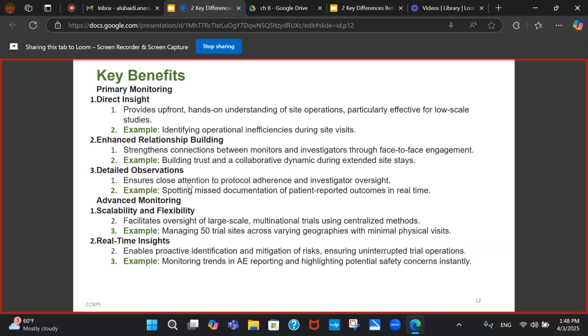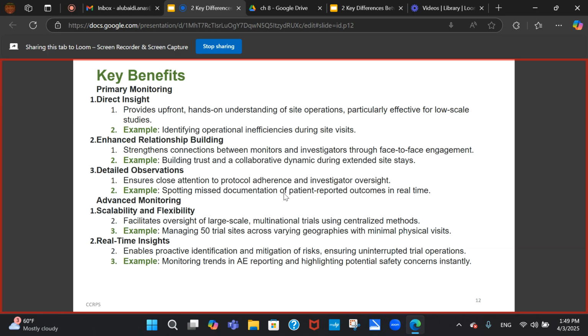The detailed observations ensure close attention to protocol adherence and investigator oversight. As for example, spotting misdocumentation of patient-reported outcomes in real time. So because the monitor is on-site personally, physically, in real time, the monitor is able to spot any missing kind of documentation while the monitor is there physically.